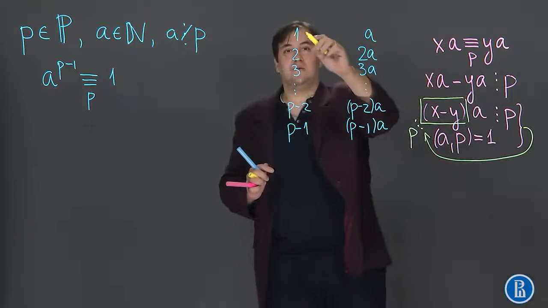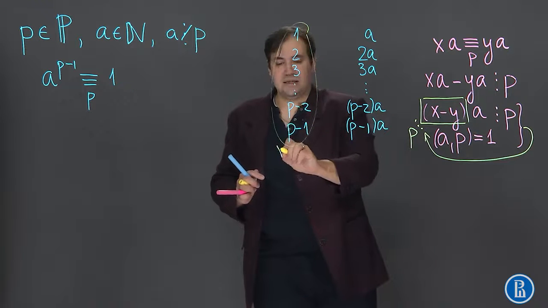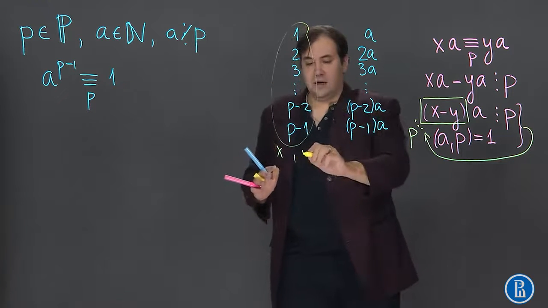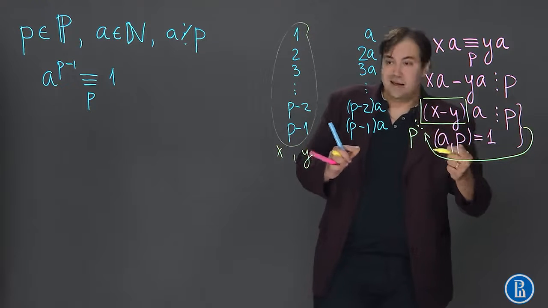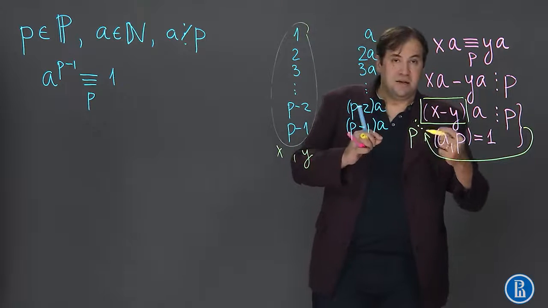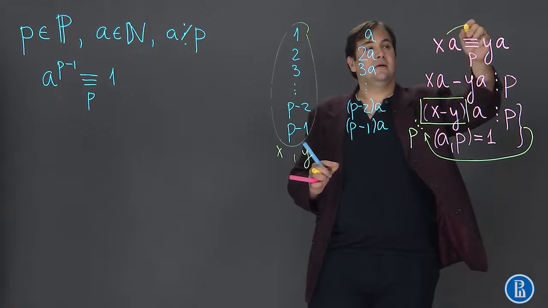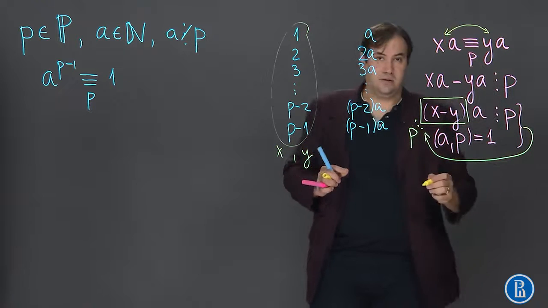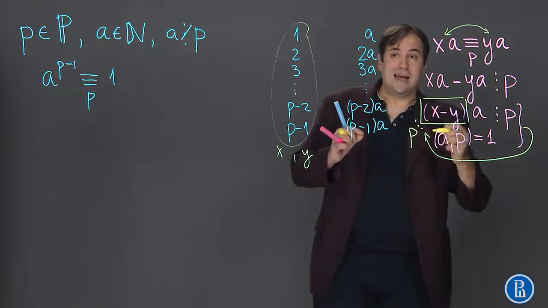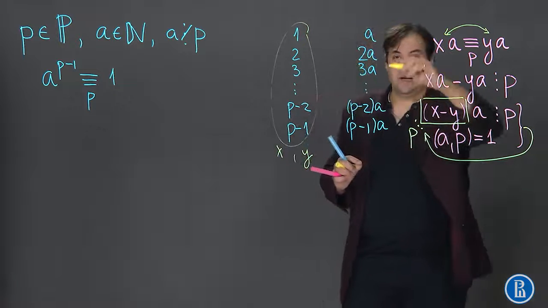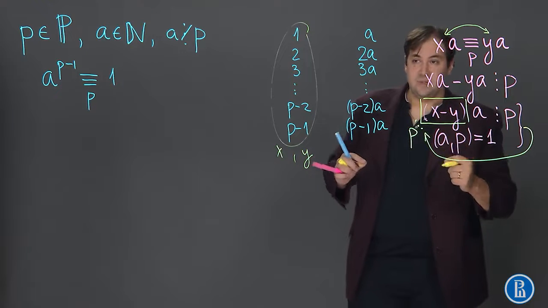So x and y are from this set, well, one of them is x and one of them is y. So if we want x minus y to be divisible by p, then they must be equal. This means that initially equal numbers, equal products were taken here. So any two different numbers from this column give actually different remainders when divided by p.